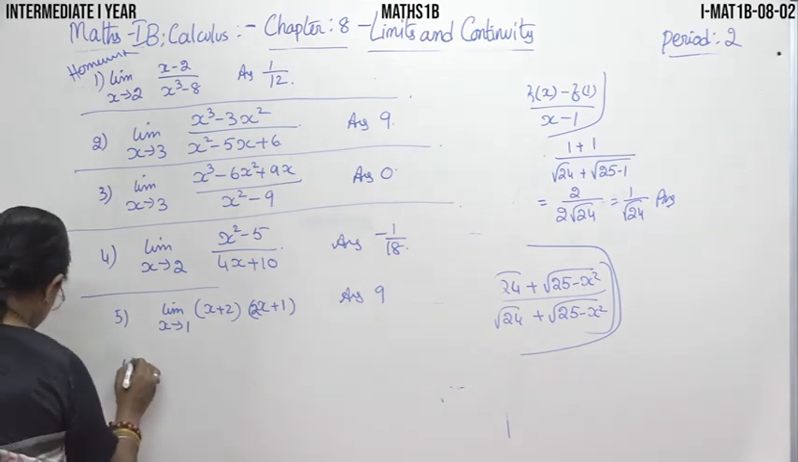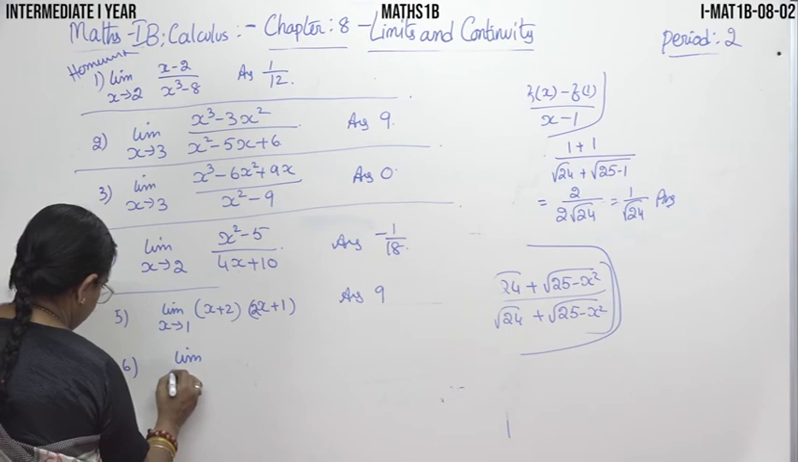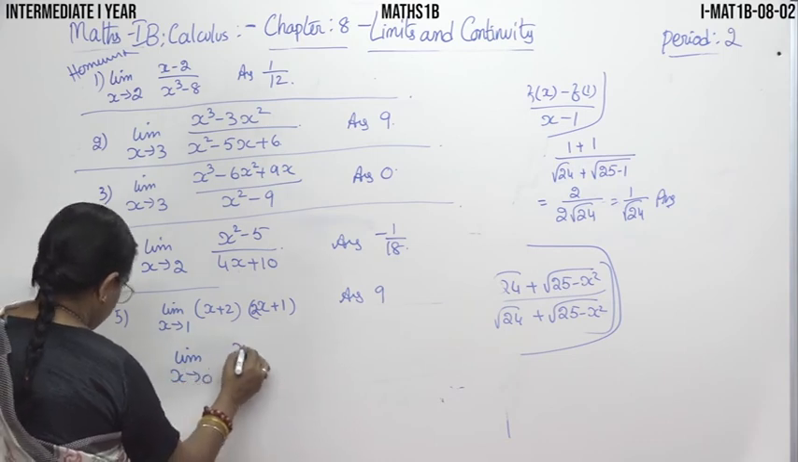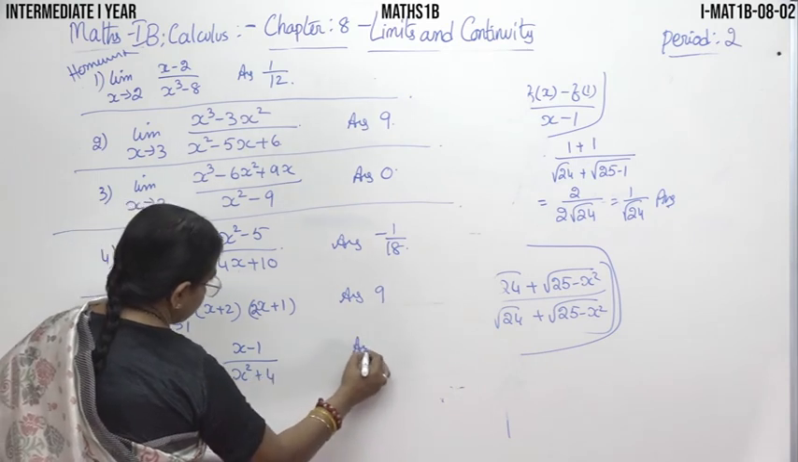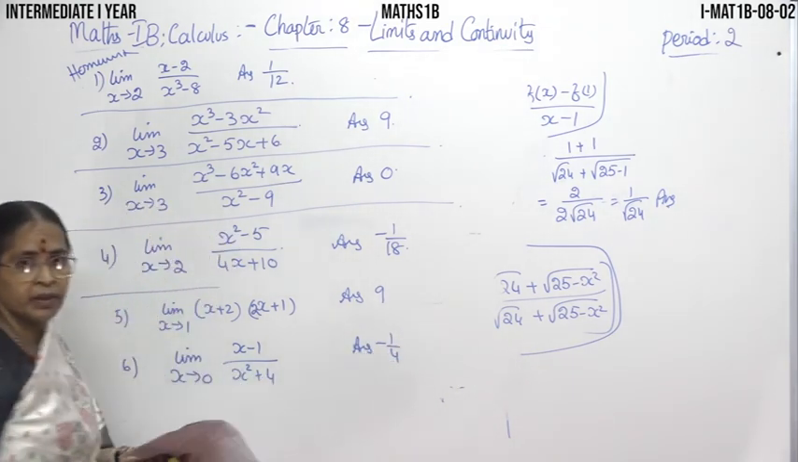And then next is sixth problem. Limit x tending to 0 of x minus 1 by x square plus 4. So the answer is minus 1 by 4.